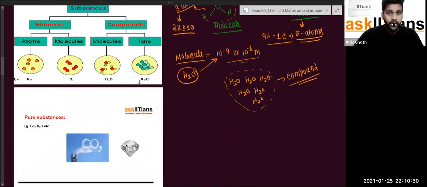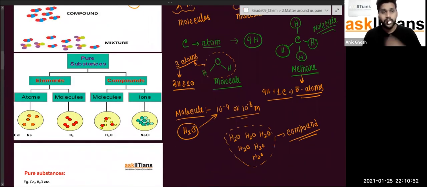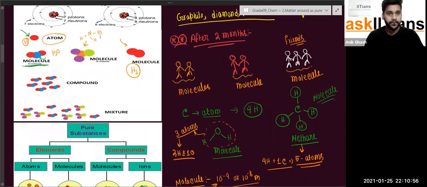Okay. Now we are going to learn about the substances. So in this picture over here, you can see this is a molecule and this is a compound. So if this is the molecule, then this is the compound. Okay, fine, fine. Look into it. Clear? This is the compound.